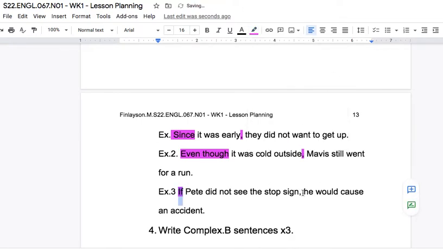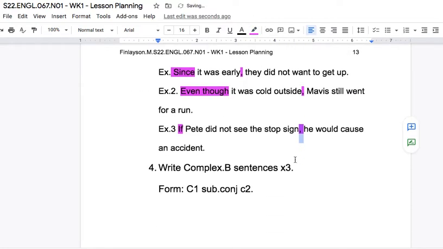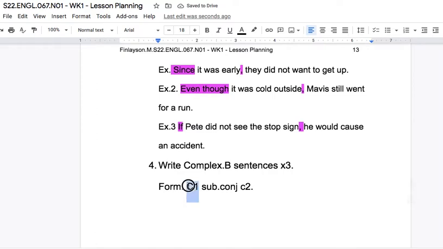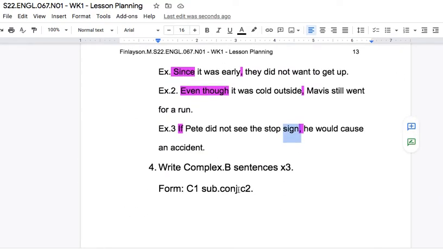And now the main difference with complex B is that the structure is opposite, right? So you'll notice we have clause one at the beginning, then we have that subordinate conjunction in the middle. It is performing the same exact job as the comma in its sister formula, the complex A formula. So it would be really redundant.